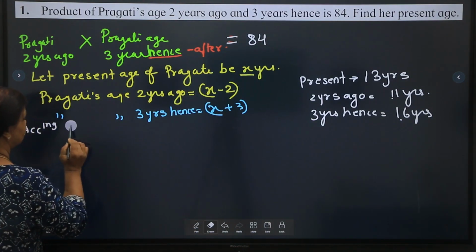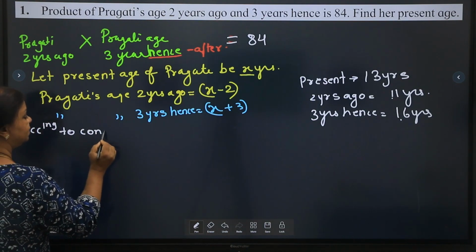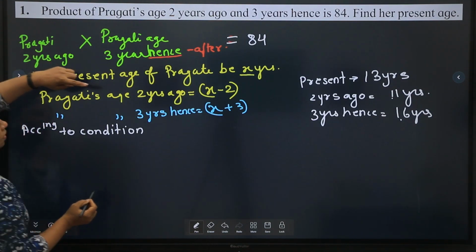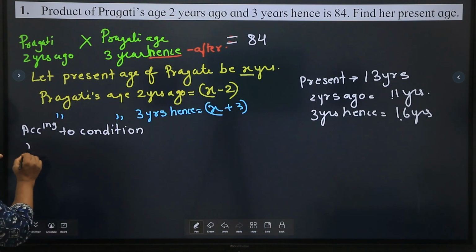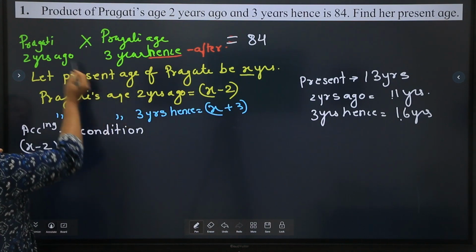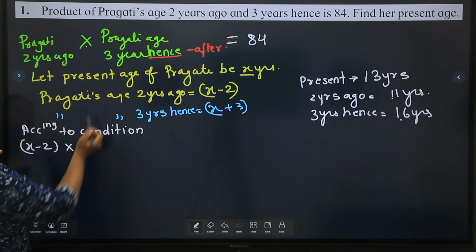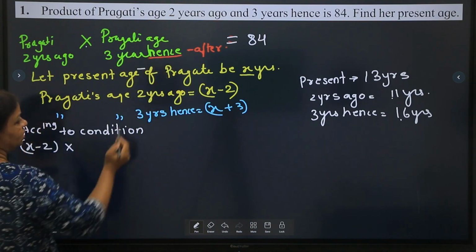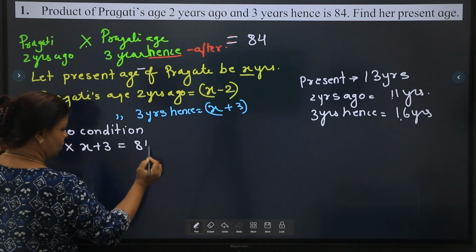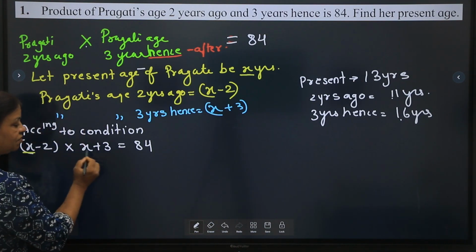Let me write it here. According to the condition, x minus 2, the product of Pragati's age 2 years ago, x minus 2, into Pragati's age 3 years after, that is x plus 3, is equal to 84. Now the first number is x, it will be multiplying with every number inside.